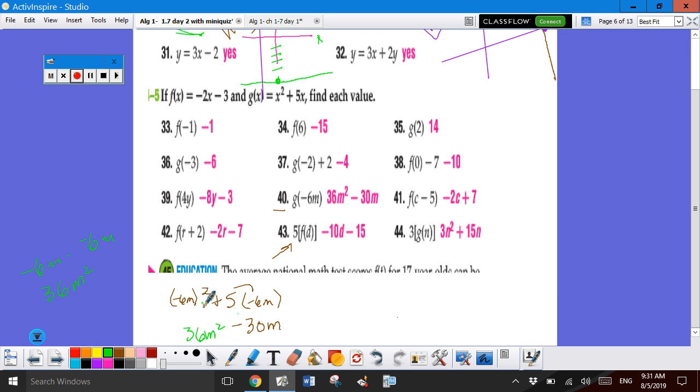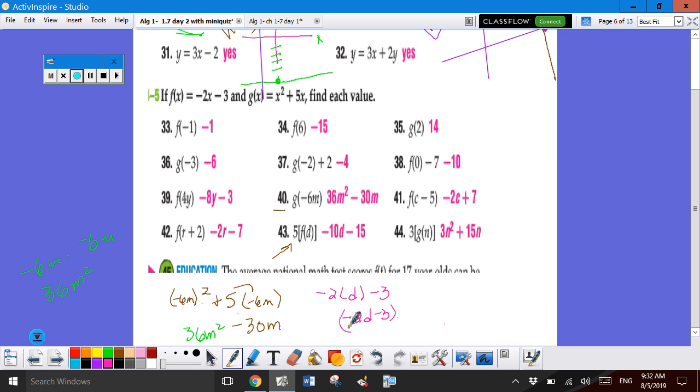Let's take a look at 43. So 43 says that we're going to put in a d. So first of all, I know that I'm going to get an expression, not an actual number for an answer, and I have to multiply it times 5. So if I take my function and I put in a d, and I simplify that, I come up with -2d minus 3. So that is the middle part.